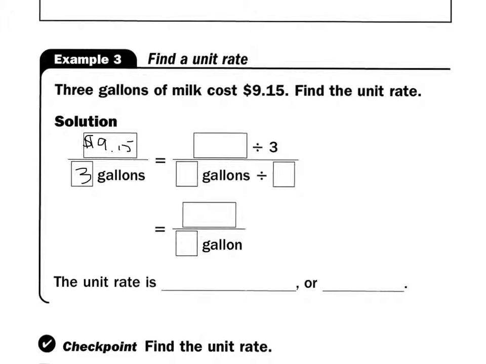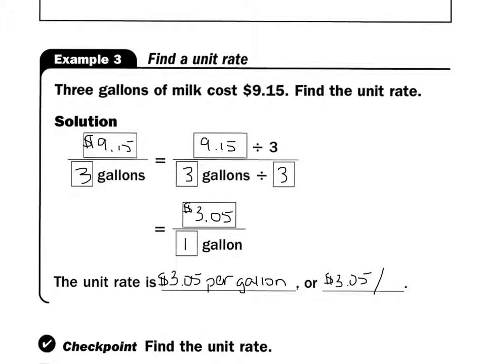Two ways that you can think of when you're working with unit rate. You can say, I've got a 3 here on the bottom, so I'm going to divide the top and the bottom by a 3. So $9.15 divided by 3, and 3 gallons divided by 3. $9.15 divided by 3 would give you $3.05. 3 divided by 3 is 1, meaning that the unit rate is $3.05 per gallon. Or we could write it as 3.05, a slash for per, and abbreviate gallon.